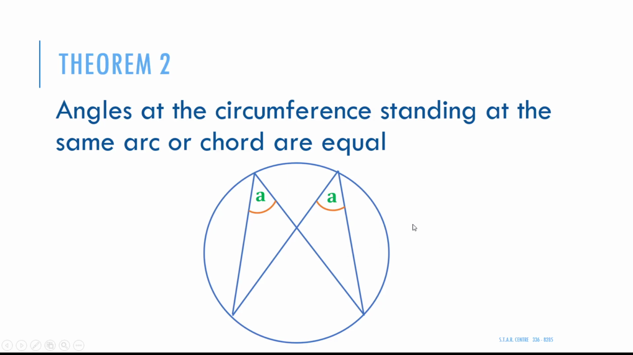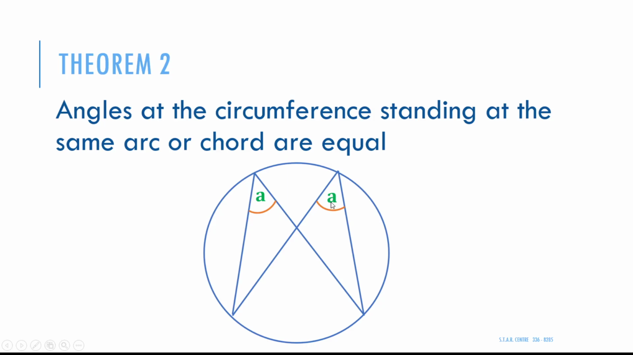Angles at a circumference standing on the same arc or chord are equal. So these 2 angles here are on the circumference of the circle, and both of them would be equal. So if this one happens to be 60 degrees, then this one would also be 60 degrees.